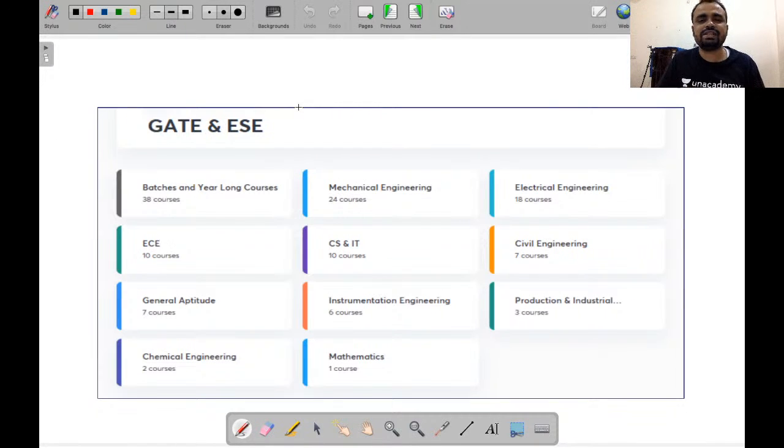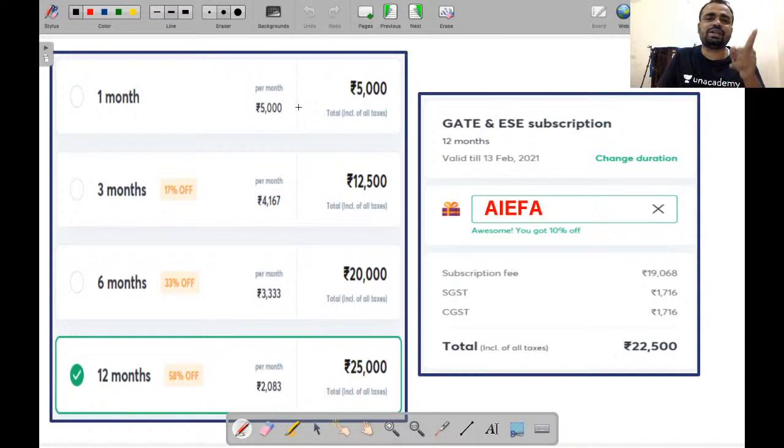Under the GATE ESE, there are various streams. So according to your stream, you can opt for any one. Like, I know most of you are attending the session for computer science. So apart from computer science, there are other branches: chemical, mechanical, production, instrumentation, electrical, electronics, and so on. So you can look over here, and according to your branch, you can take the subscription.